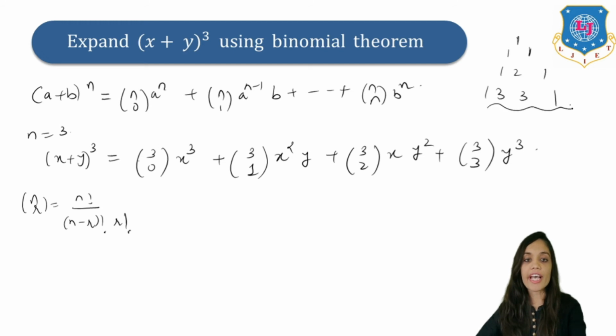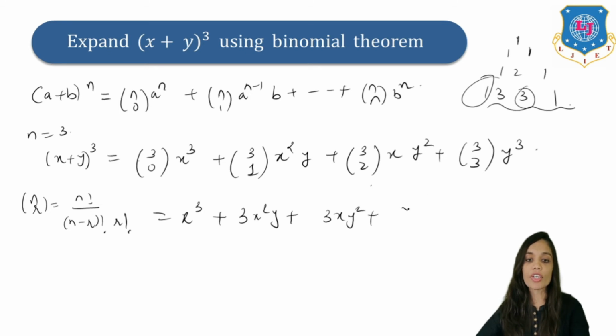But I will write directly only. The value of 3C0 will be what? 1. So our answer will be x^3 plus 3C1 will be 3x^2 y. 3C2 will also be 3, so 3xy^2, and 3C3 will be 1, so y^3. So this is the answer of the expansion of (x + y)^3.